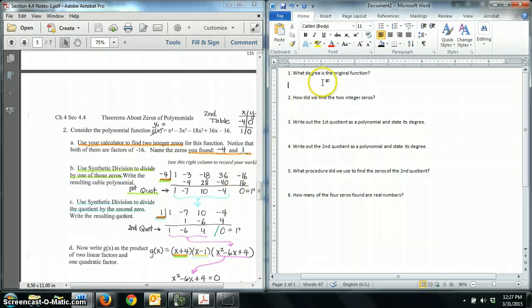So it says, what's the degree of the original function? Take a look at this. You see the highest exponent. This is an x to the fourth is the highest exponent of any of the terms, so the degree is 4. How did we find the two integer zeros?